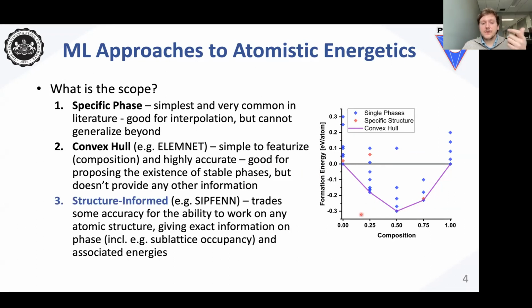So then the third type is structure-informed methods, and PySIPFENN is one of them, which are more difficult to do. These are much more complex models, but they give exact information of what you're predicting, and what the energies are, what the, for example, sublattice occupancies are. And basically, this is the kind of method that can serve as a surrogate for a lot of DFT-needed properties.